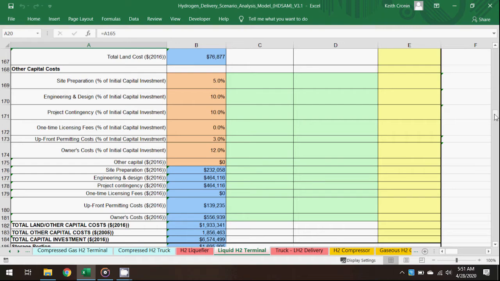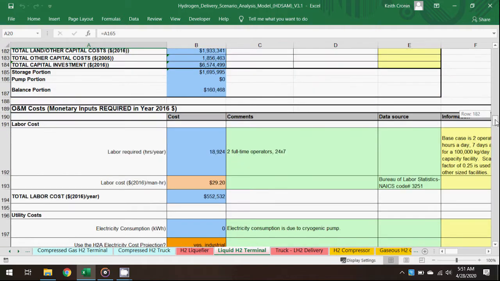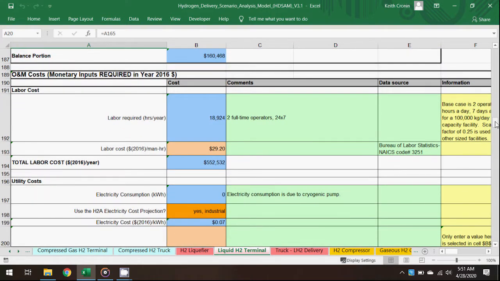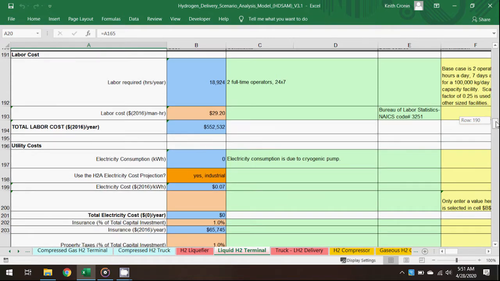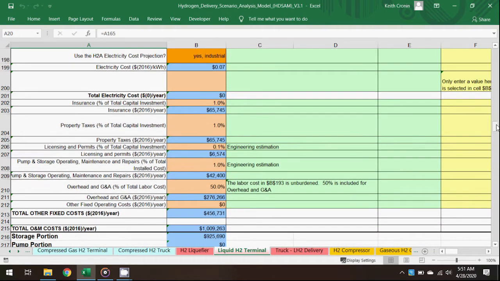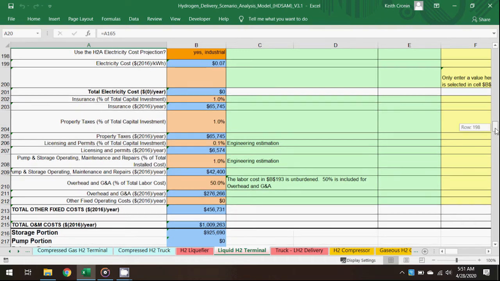The table that follows contains O&M costs. The inputs of interest here include labor cost, utility costs, electricity consumption, electricity cost, total electricity cost, insurance, property taxes, licensing and permits, pump and storage operating, maintenance and repairs, overhead and G&A, and other fixed operating costs. The remaining tables contain all calculated cells.